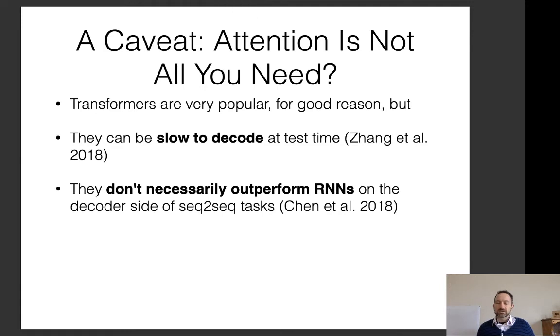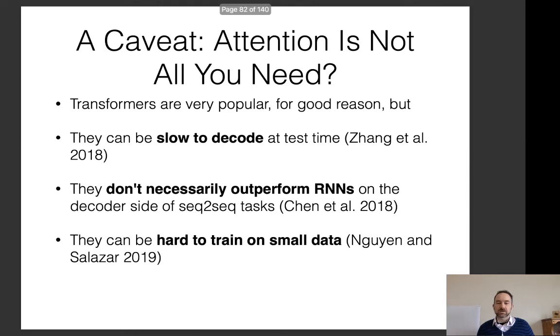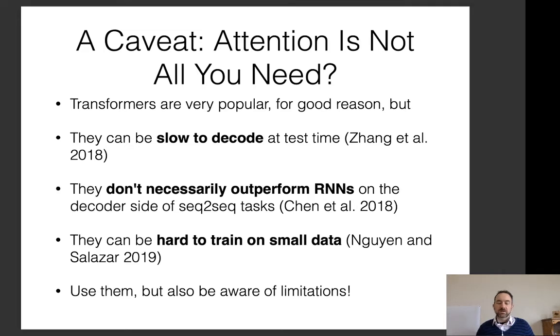They also don't necessarily outperform RNNs, particularly on the decoder side of sequence-to-sequence tasks. This paper by Chen et al. demonstrates how RNN-based models actually do slightly better in translation-style tasks. And also transformers can be hard to train on small data. They're relatively brittle. So my conclusion here is to definitely use them, but also be aware of the limitations, and don't just unquestionably say a transformer is the way to go without thinking of other alternatives.